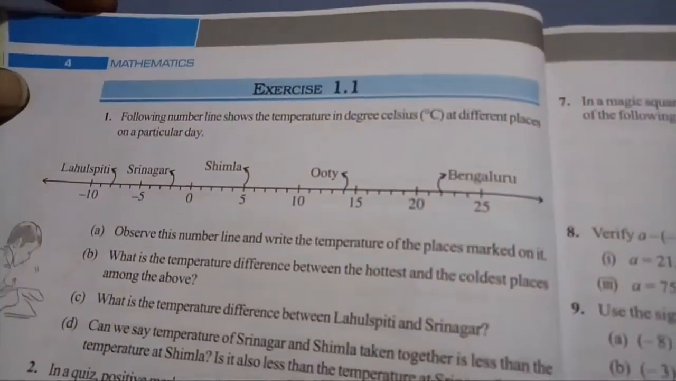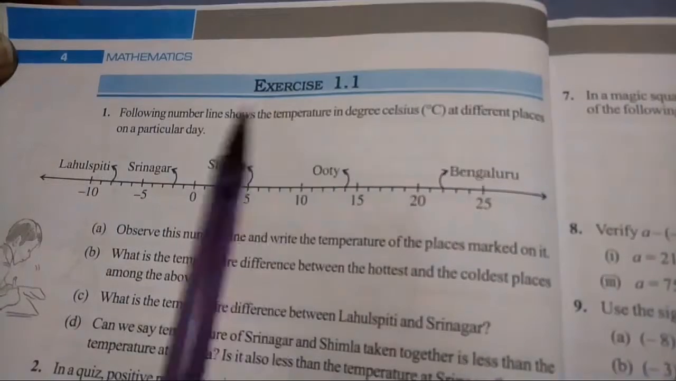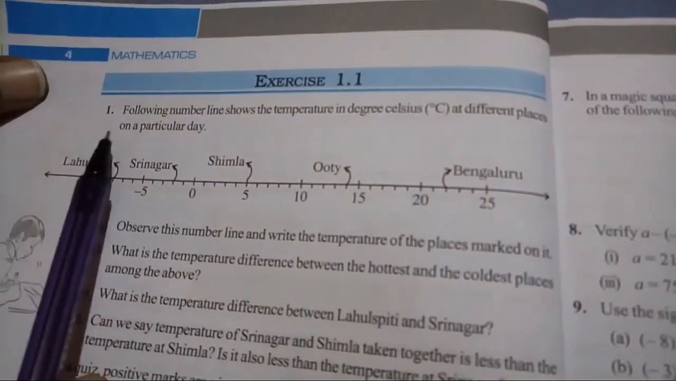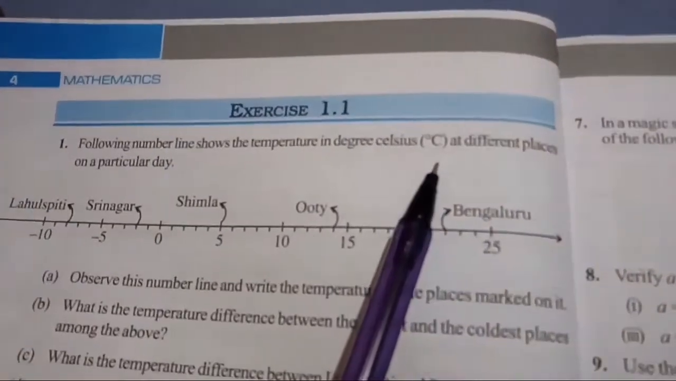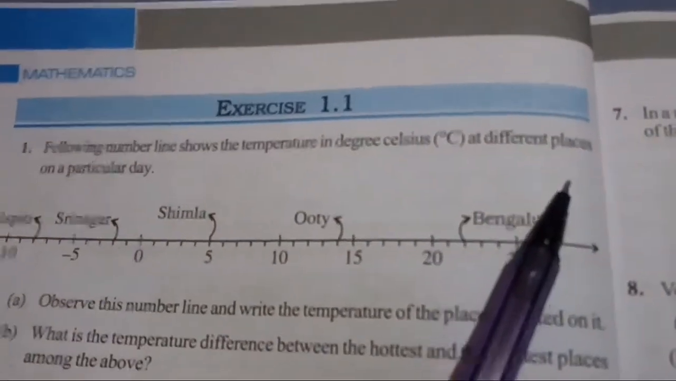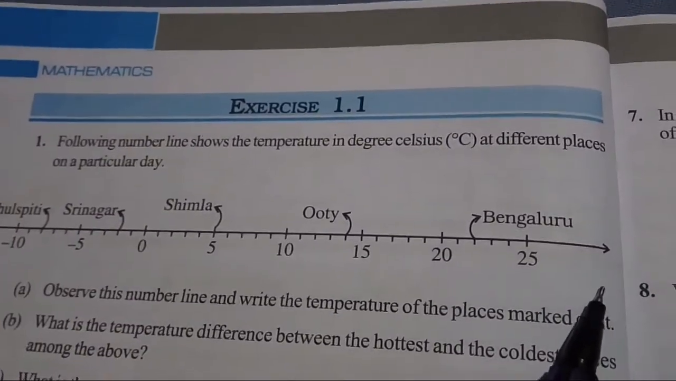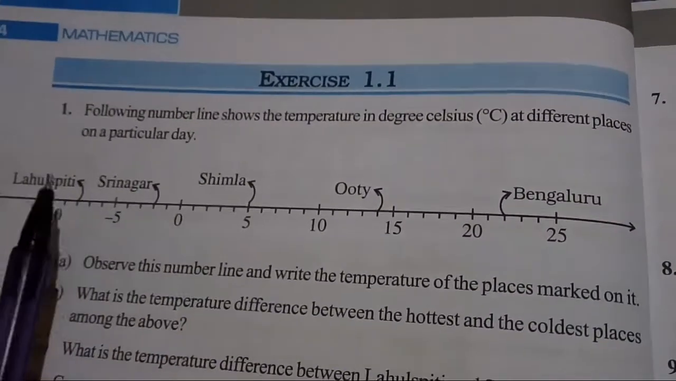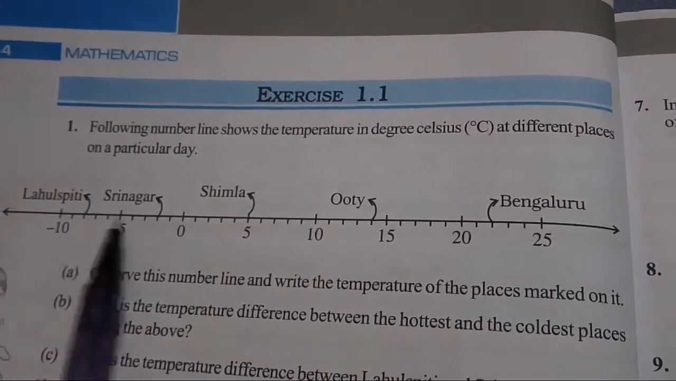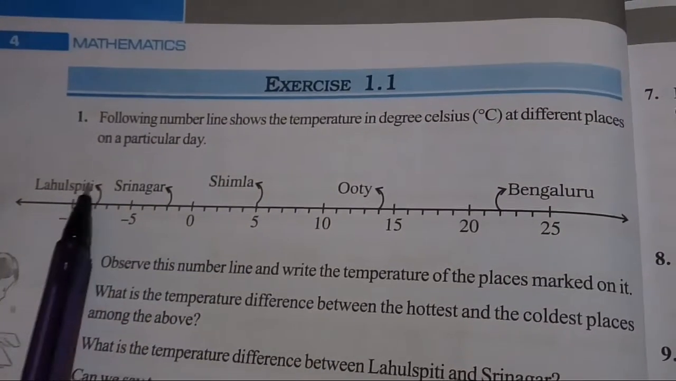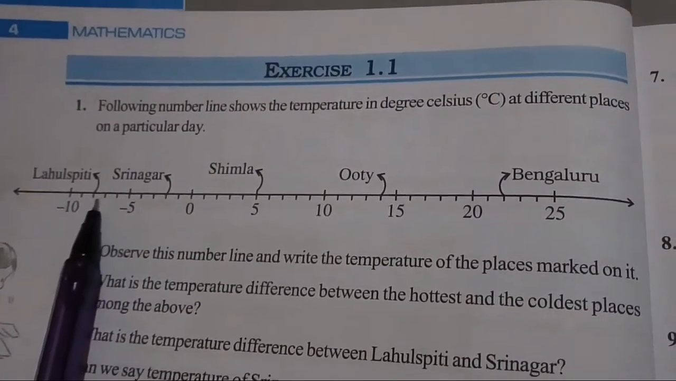Now let's solve exercise 1.1, page number 4. First problem: the following number line shows the temperature in degrees Celsius at different places on a particular day. Here they have given the number line. In this number line they have mentioned some of the states with temperature in degrees Celsius.